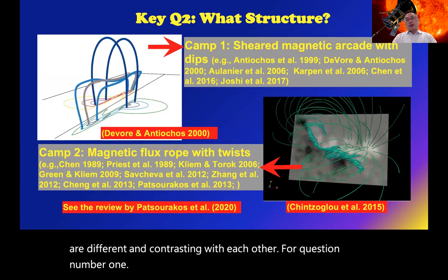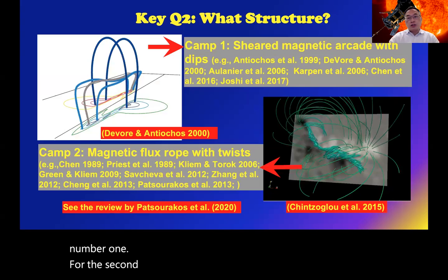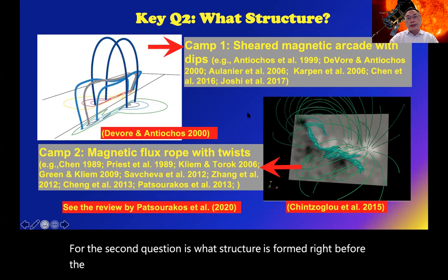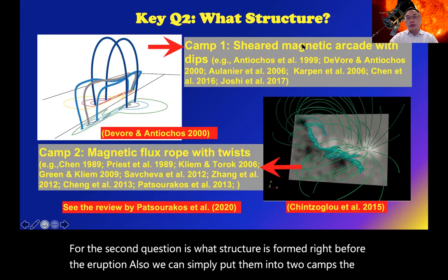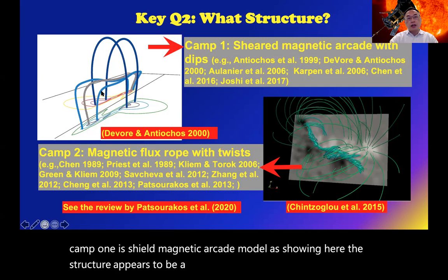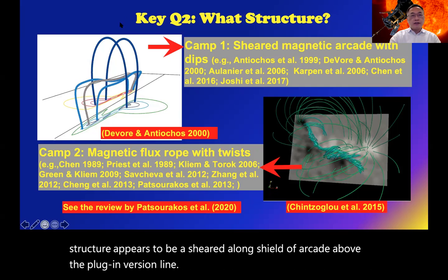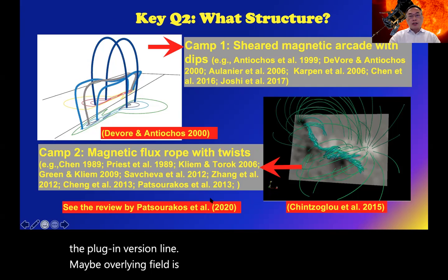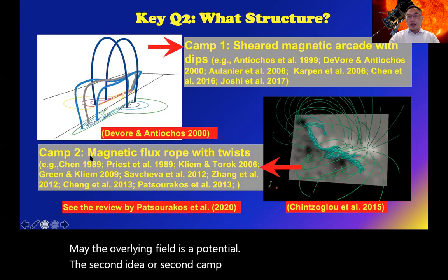The second question is, what structure is formed right before the eruption? Also, we can simply put them into two camps. Camp one is a sheared magnetic arcade model as shown here. The structure appears to be a long sheared arcade above the polarity inversion line, and the overlying field is potential. The second camp is the magnetic flux slope model shown here.